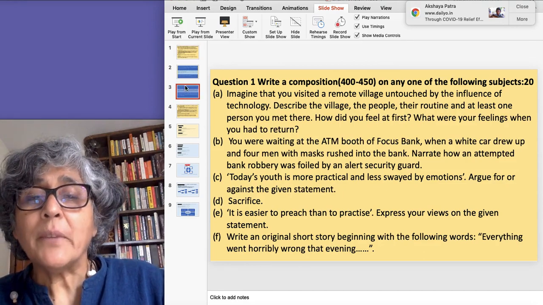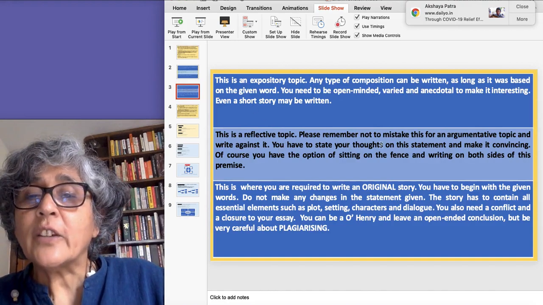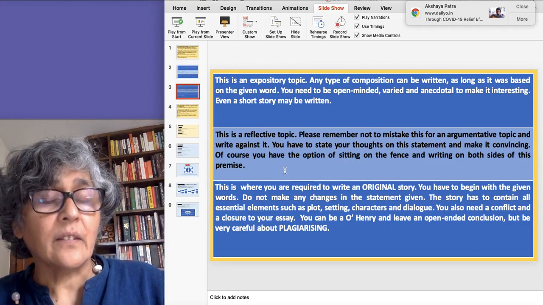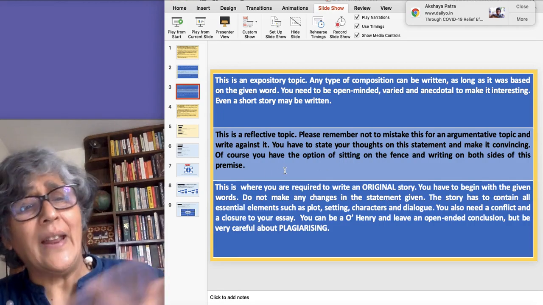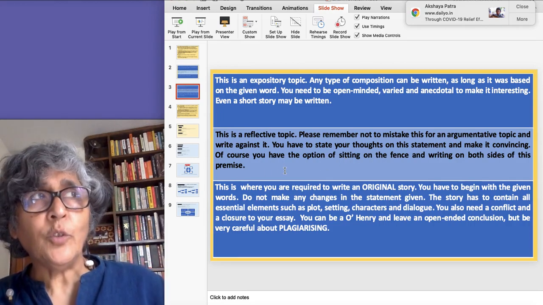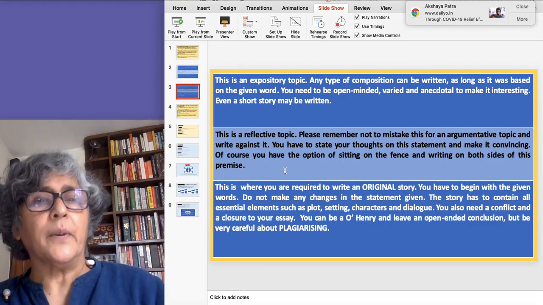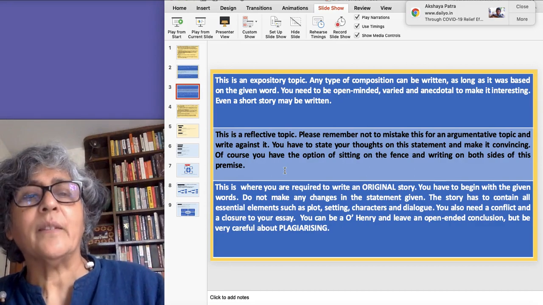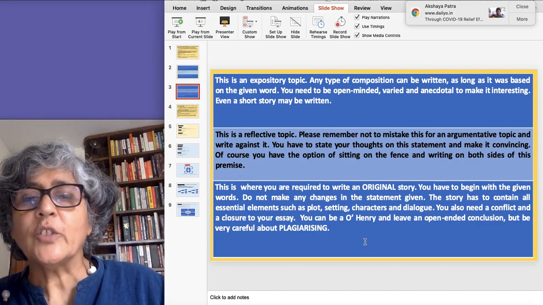So that is what I mean by saying that you have to state your thoughts. Of course, you have the option of sitting on the fence and writing on both sides. You can say practice also will help at times. You don't have to say, no, I believe in this statement. That is not what is required of you. Okay, that's important.